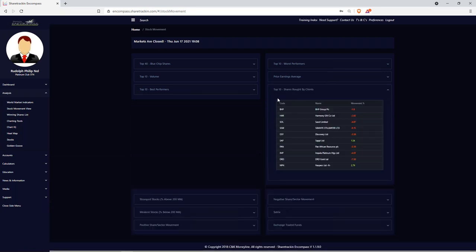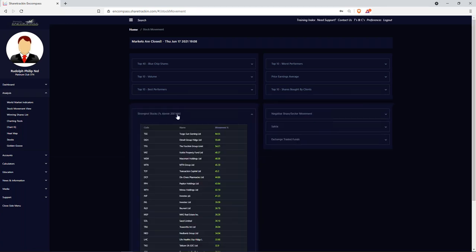Then top 10 shares bought by clients. So this is the top 10 shares that our clients prefer to buy. Right at the top would be BHP Group PLC, and at the bottom would be Naspers Limited. So this is basically based on the amounts of people that buy certain shares. Okay, so it's percentage based. So if let's say we've got 100 clients, and out of the 100, 80 of them buy BHP, then obviously BHP would go sit at the top, and then the rest would be divided between all the rest.